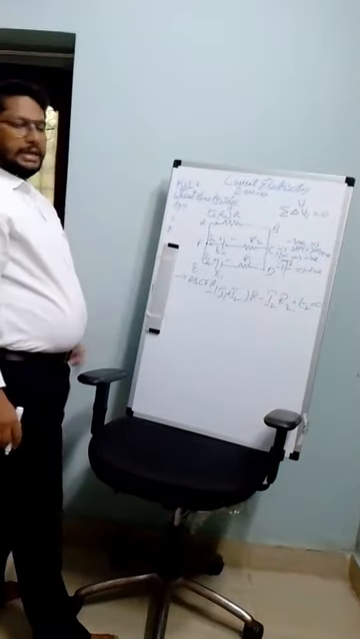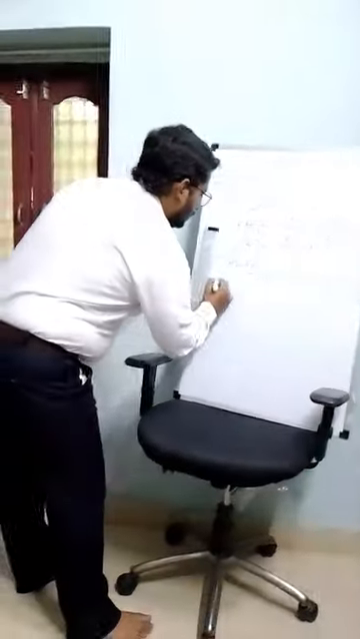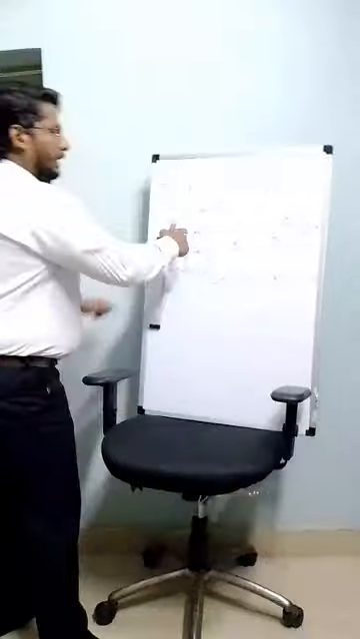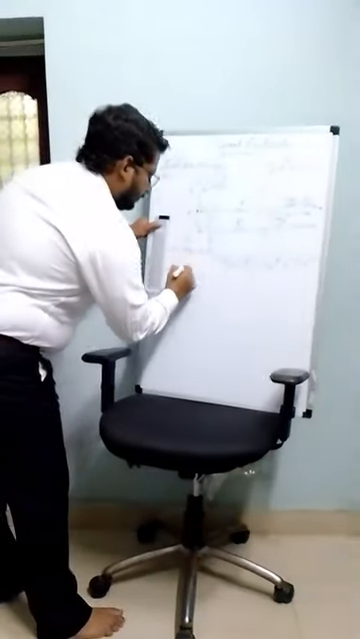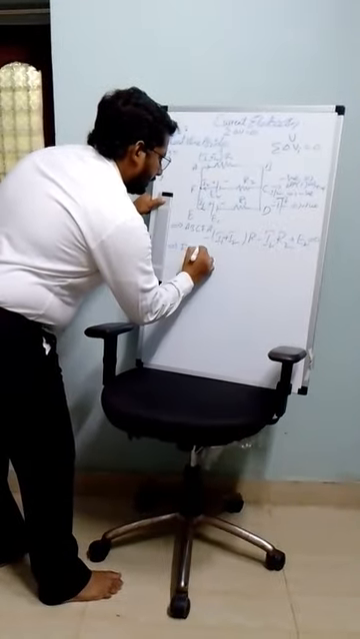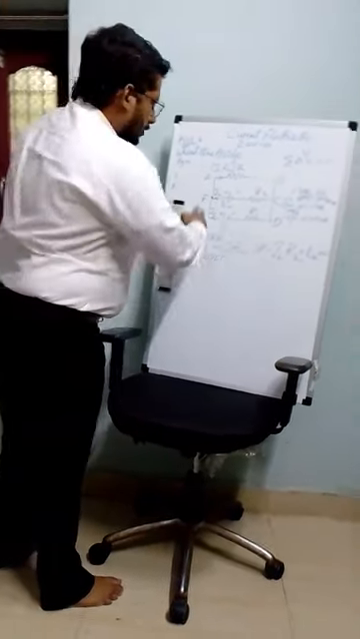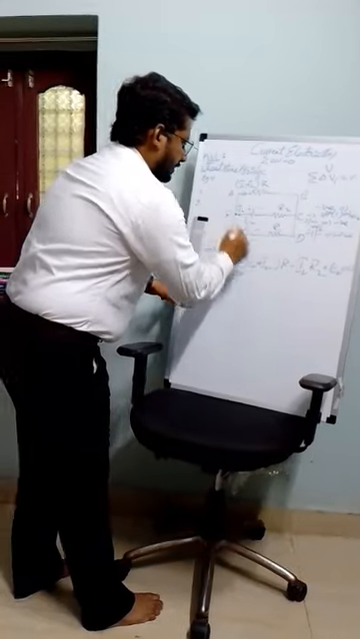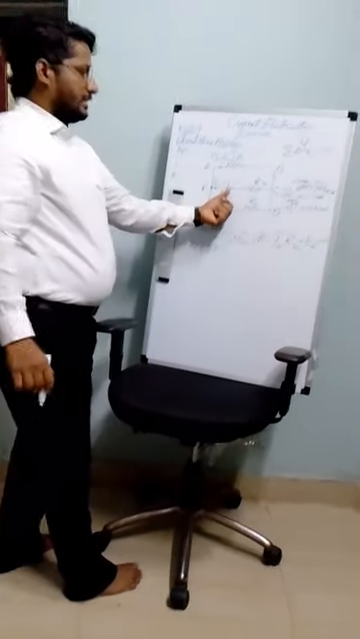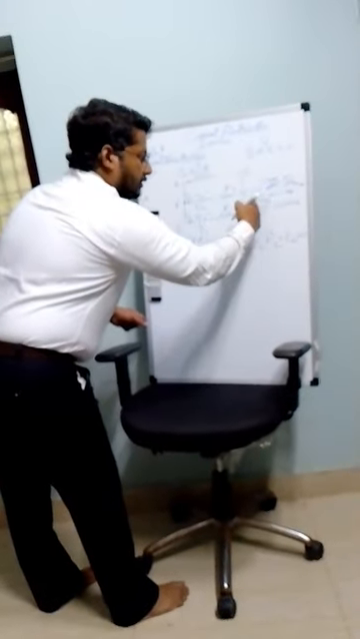The same law KVL is applied to the second loop. So what is the second loop? I am starting from the F, C, D, E, F. Okay, right? So here I am starting from this. So what is the device that we meet first? That is E2. Okay, from positive to negative.